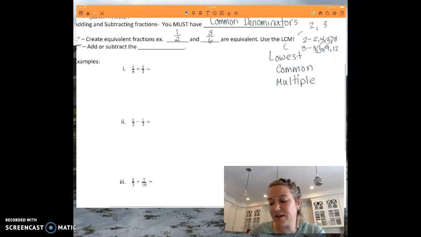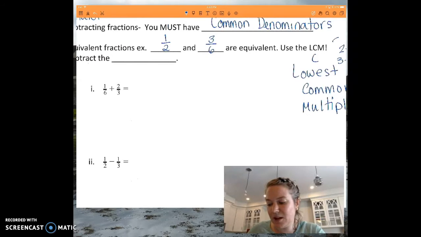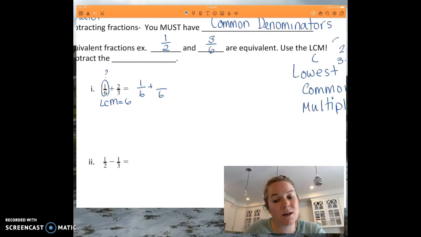So let's try some practice questions here. Okay, so the very first one we're going to start with is this 1/6 plus 2/3. Now, 3 goes into 6, so 6 is actually going to be the LCM. So I'll write that here, LCM equals 6. So do I have to change this fraction at all? No, the denominator's already 6, so it's going to stay 1/6. And I want to make the next fraction have a denominator of 6 as well. So I have to make it an equivalent fraction, a fraction that is the exact same proportion as 2/3.